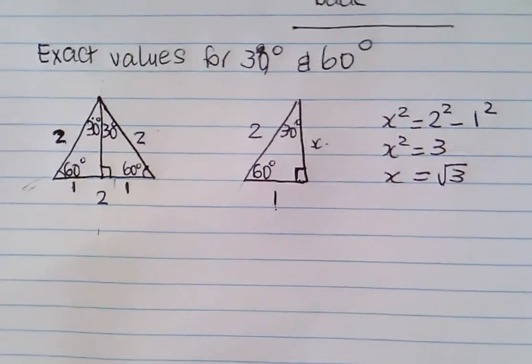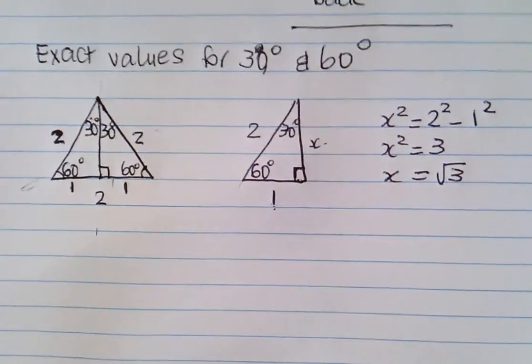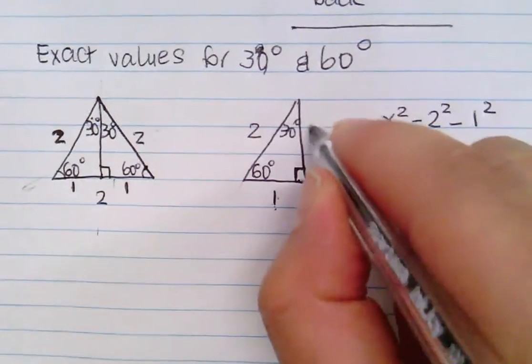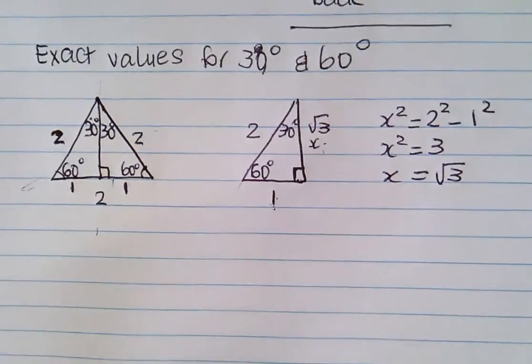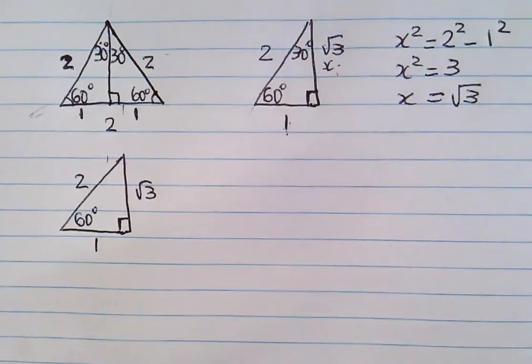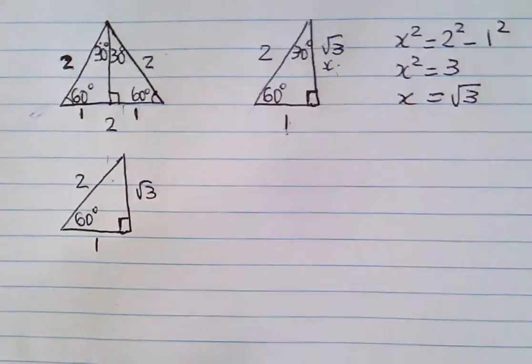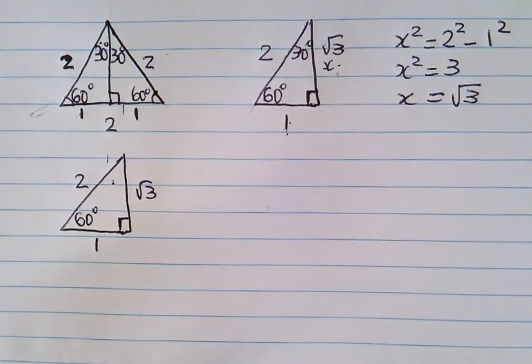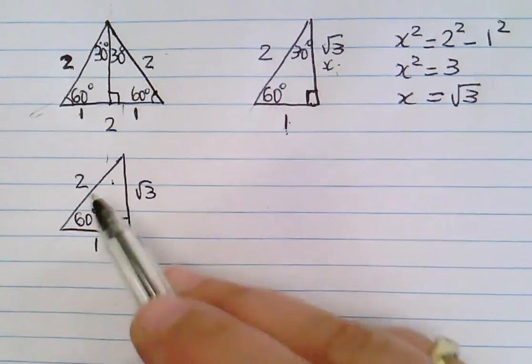Girls, leave it. That is an exact value answer. So this is what I've got. 1, 2, and this side is actually root 3. I'm going to do the exact values for 60 degrees. I'm not going to put the 30 up here at the moment, but this would be 30 because it's a right angle triangle. Angle sum of a triangle is 180. If this is 90, these two add up to 90.